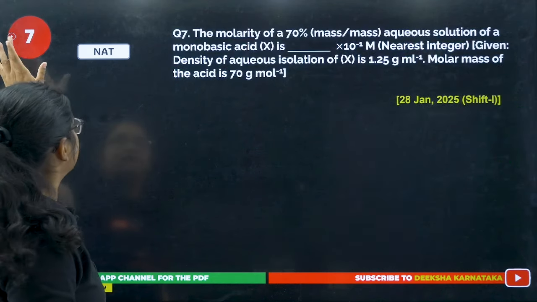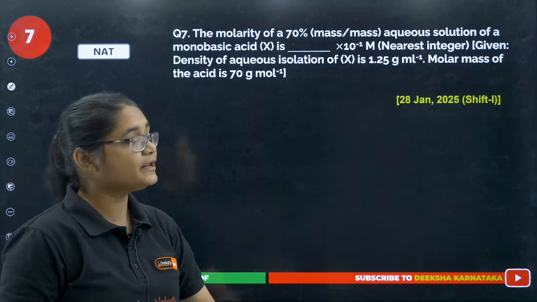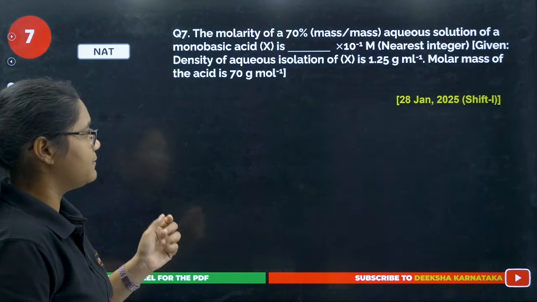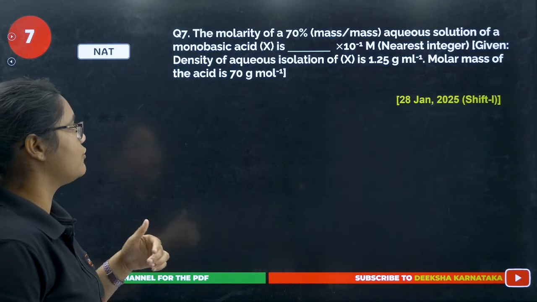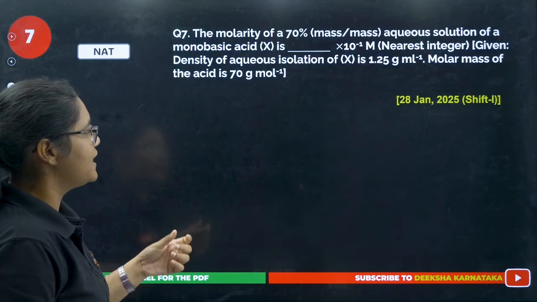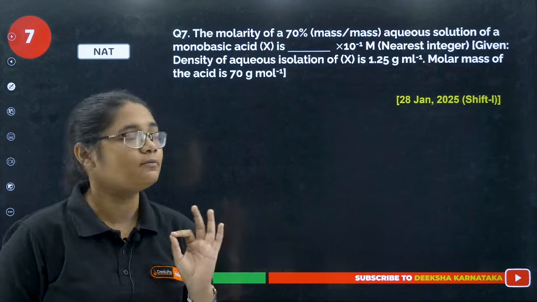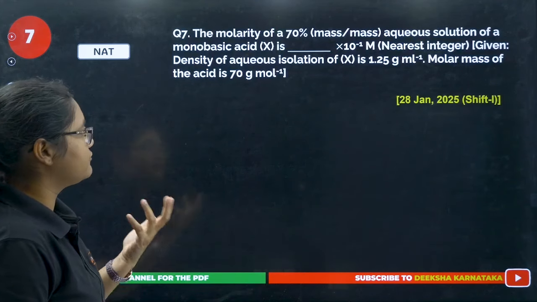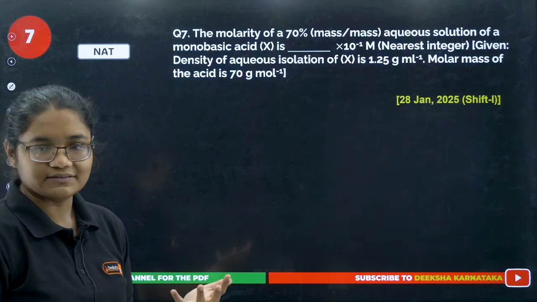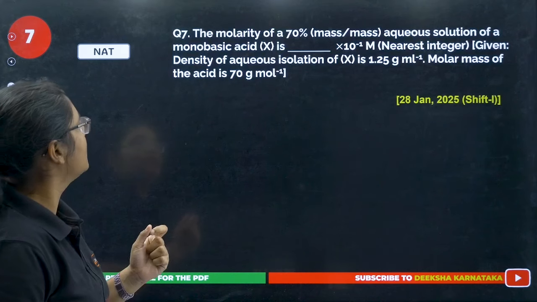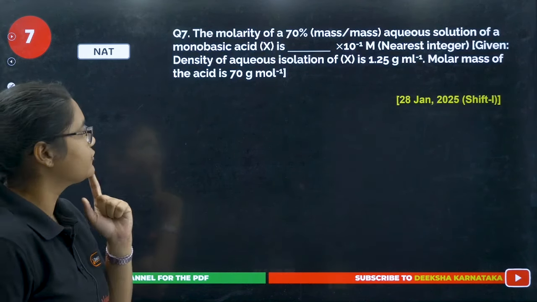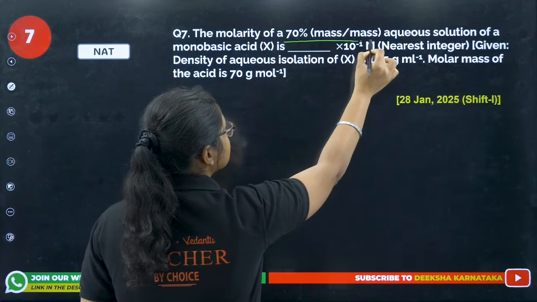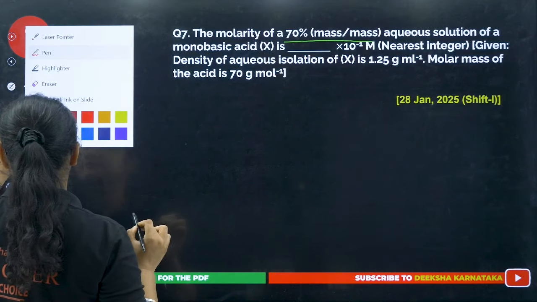Okay. Next, the molarity of a 70% mass by mass aqueous solution of a monobasic acid X is 10 to the power of minus 1 molar. Density of the solution is given, molar mass of the acid is given. So what we have to find out? We have to find out the molarity. So first of all, 70% mass by mass. What all data does this give us?